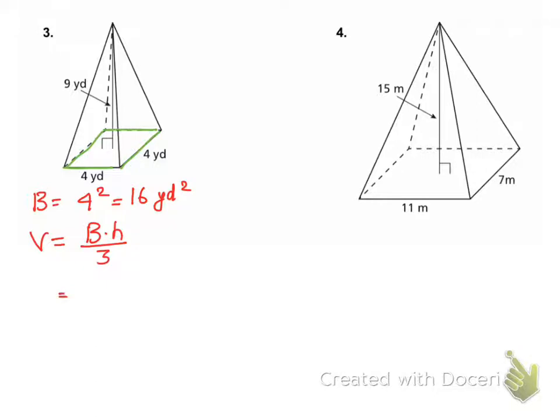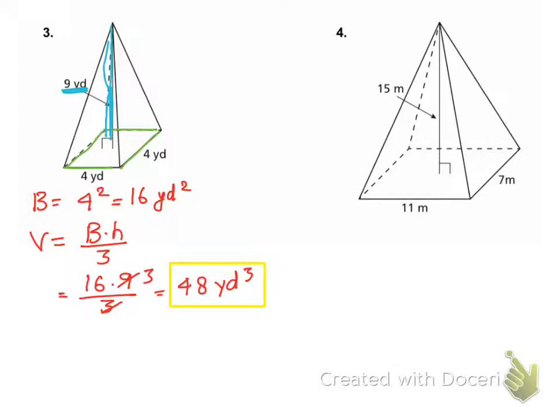And height they have given us. This is the height. That's 9 yards. So base area is what? 16. Height is 9 over 3. Simplify it. You get 48 yards cubed. That's your answer. Let's move to the next problem, 4.